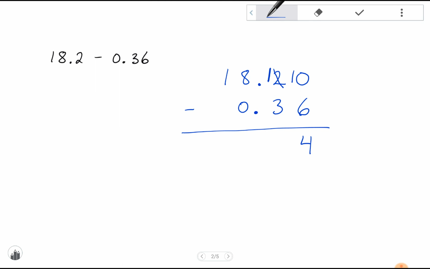1 minus 3, we can't do that, so now we have to go over here and take from the 8, so this becomes a 7. And the 1 comes over here, and that gives us 11. 11 minus 3 is 8. The decimal stays in the same position. 7 minus 0 is 7. And 1 minus 0, there's nothing here, is 1. So 18.2 minus 0.36 gives us 17.84.